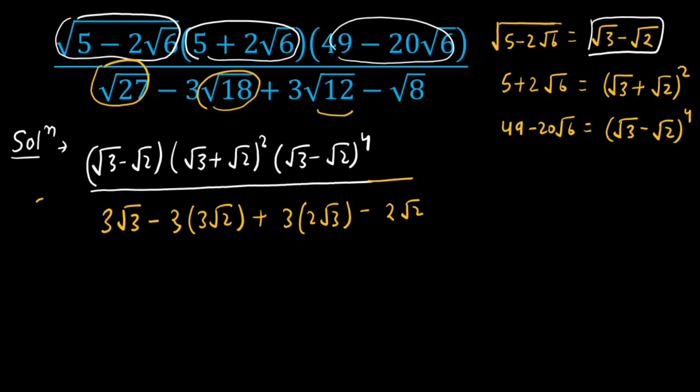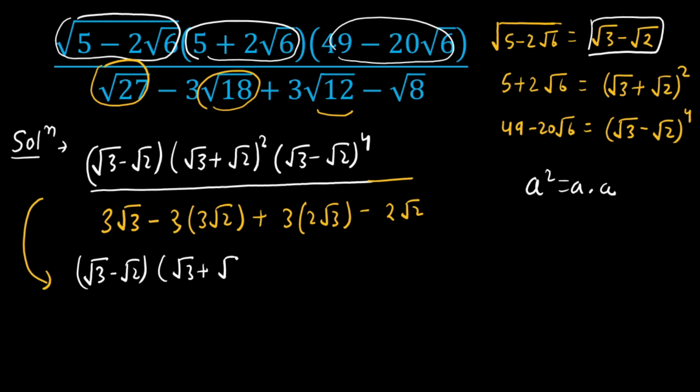Now in the numerator, look carefully. Here we have square root of 3 minus square root of 2 and here square root of 3 plus square root of 2 whole square. Here, square root of 3 minus square root of 2 is multiplied by, we know that a square is the same as a times a. So that's why square root of 3 plus square root of 2 whole square is square root of 3 plus square root of 2 multiplied by square root of 3 plus square root of 2. And here square root of 3 minus square root of 2 whole power is 4.